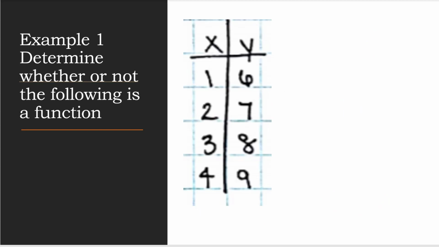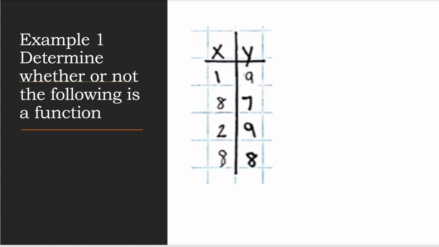What we're going to do is identify, do we have any inputs that pair with multiple outputs? Well, you can see that all of our inputs are different. In order to have multiple outputs, we would have to have an input that is duplicated. You would not see any dots graphed that didn't pass the vertical line test. So therefore, this is a function.